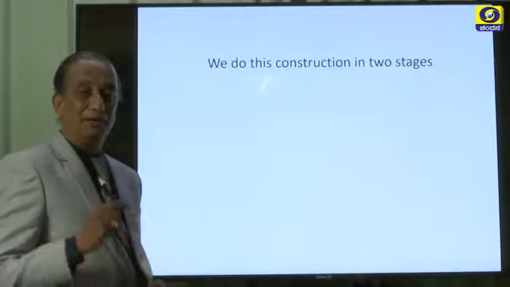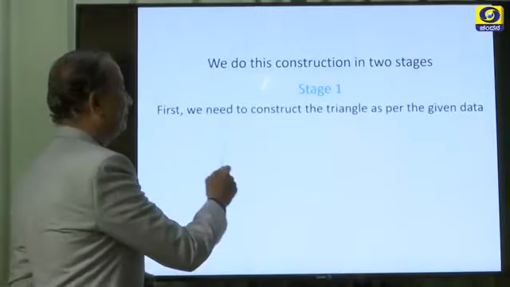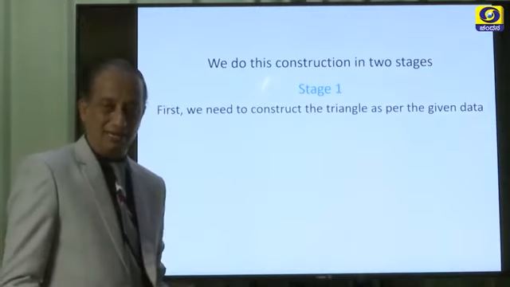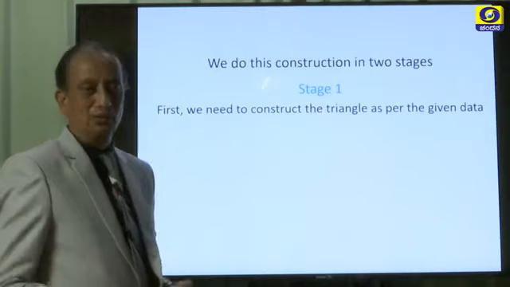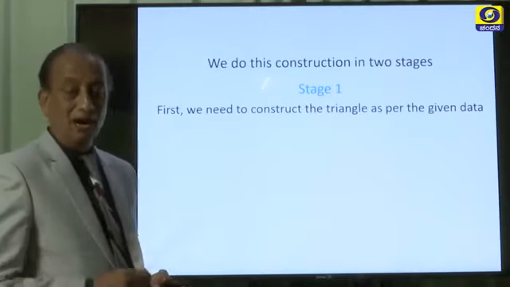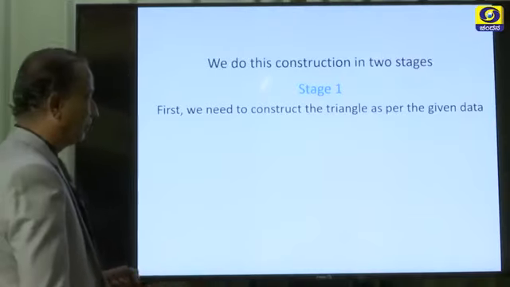This can be done in two stages. So, stage number 1 is this. First, we need to construct the triangle as per the given data. The sides and angles will be given. You know the triangle has 6 elements, 3 sides and 3 angles, out of which 3 particular elements will be given to us. So, you know this.